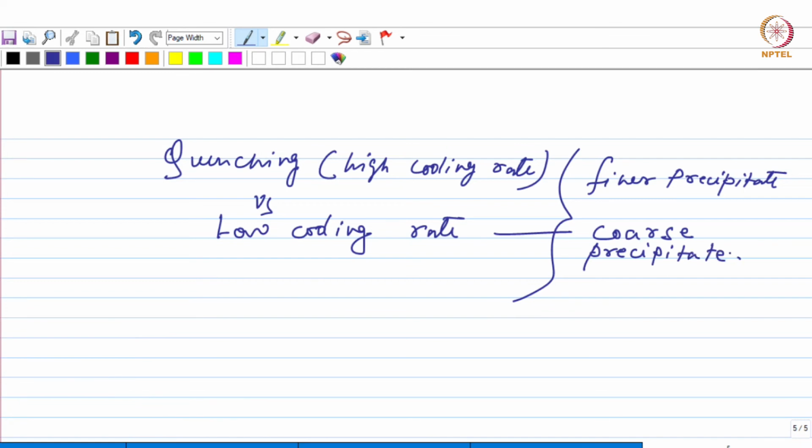Right, and as you know, the finer the size, the higher the strength or the hardness. So here, although you will get the precipitate, if the cooling rate is low, the hardness or the strength will be lower because the precipitates will be coarse in size. And there is always a possibility that these precipitates will tend to nucleate by heterogeneous nucleation.